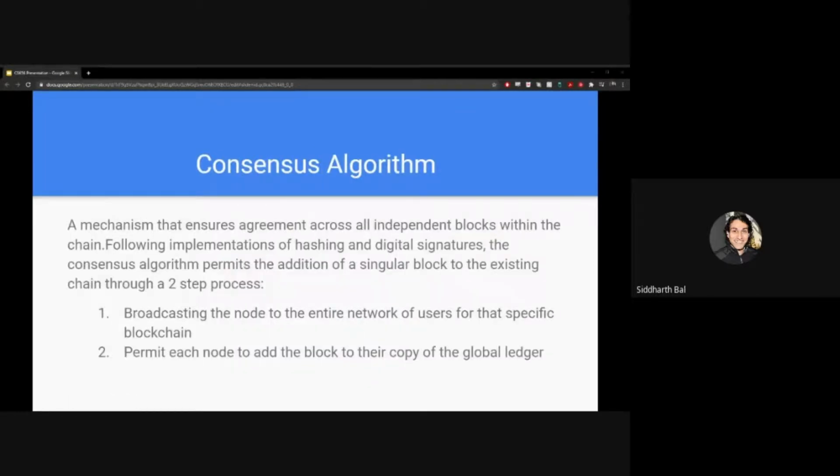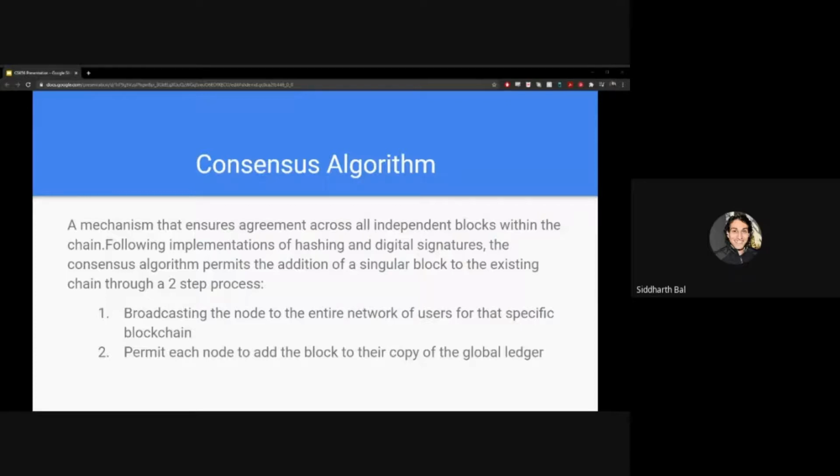The consensus algorithm. The consensus algorithm is a unifying mechanism that collates information from the digital signature and hashing data structure to add a block into the blockchain. Following the implementations of hashing and digital signatures, the consensus algorithm permits the addition of a singular block to the existing chain through a two-step process. One, broadcasting the node to the entire network of users for that specific blockchain, and two, permitting each node to add the block to their copy of the global ledger.